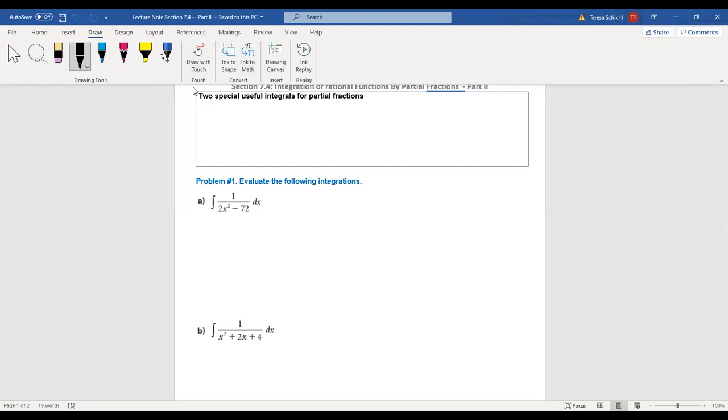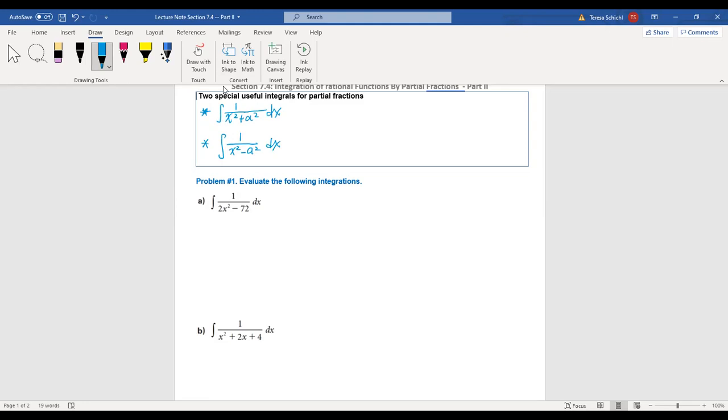So afterward, we are going to introduce these two very useful formulas. After you break into partial fractions, if they are in this format, frequently you will run into this type of question. The first one is the integral of 1 over x squared plus a squared dx. And the second formula we're going to introduce is the integral of 1 over x squared minus a squared dx.